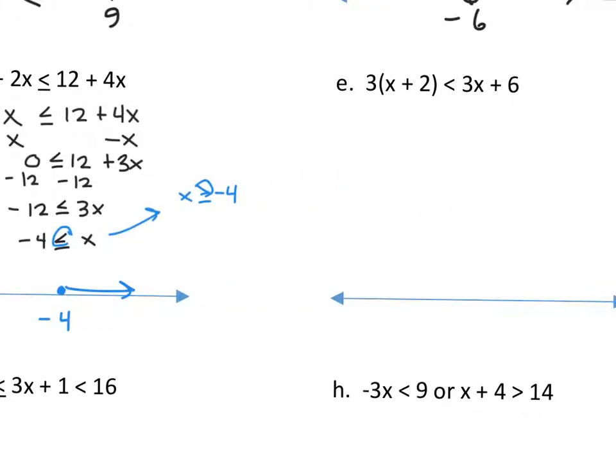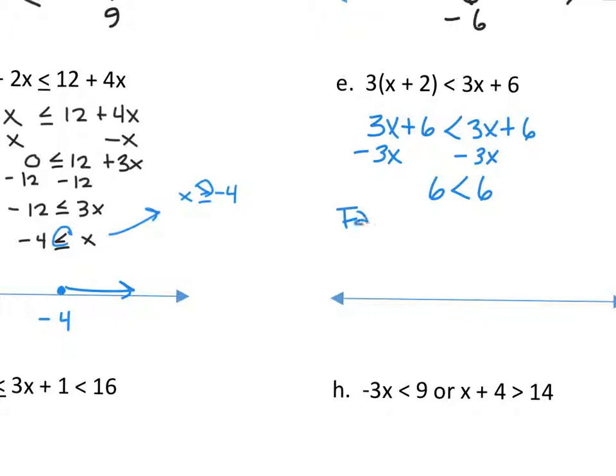Okay, letter E, I'm going to distribute, so it's going to be 3x plus 6 is less than 3x plus 6. So subtracting 3x from both sides gives me 6 is less than 6. Okay, 6 is not less than 6, so that's a false statement. So remember, if it's false, it's going to be no solution. So on a number line, you would have nothing to graph because there's no solution.